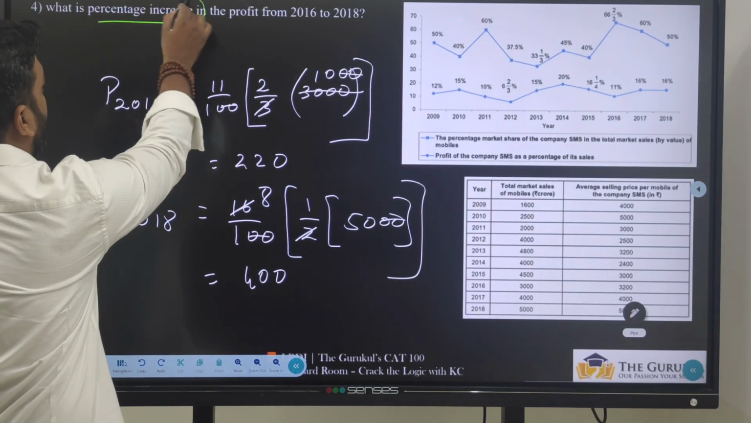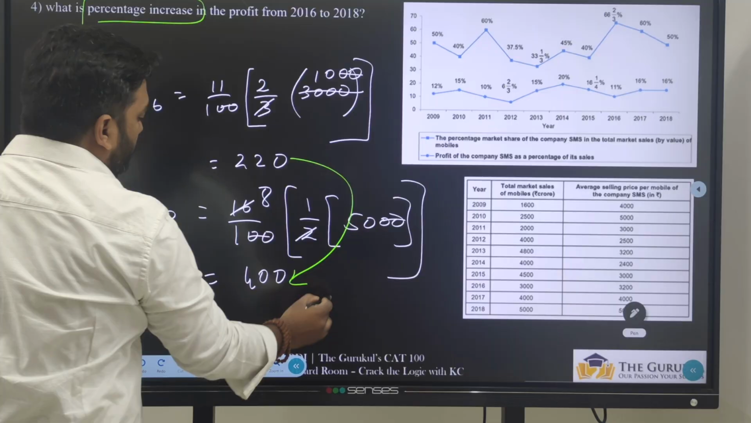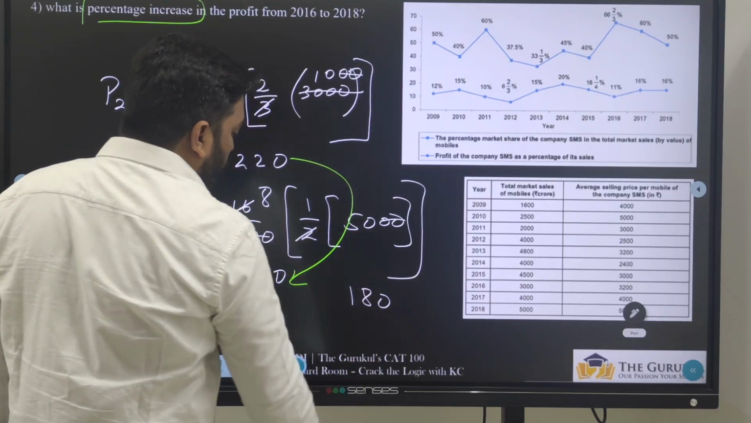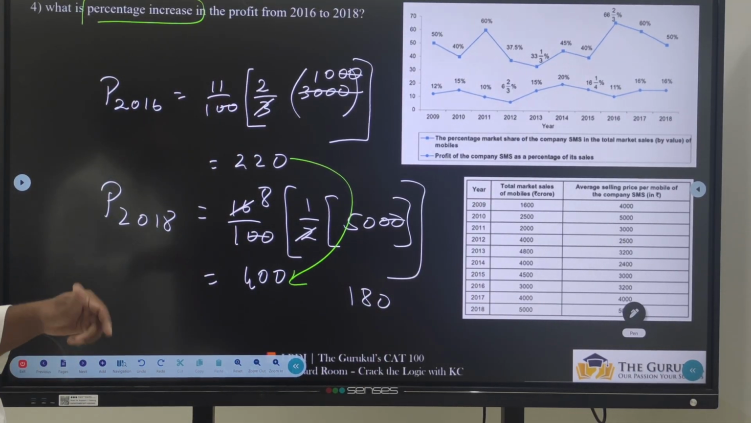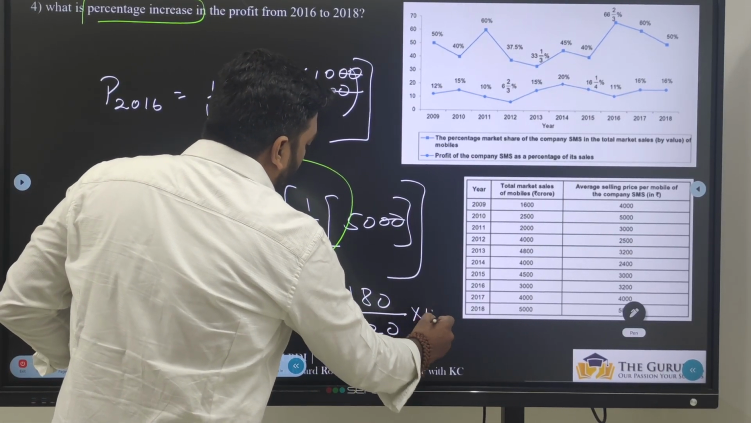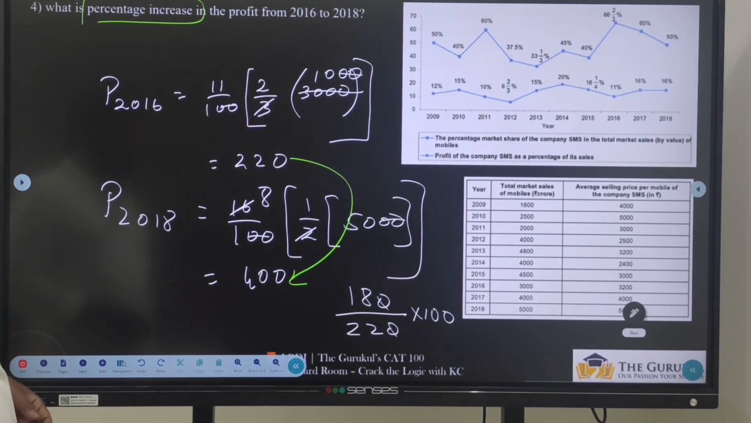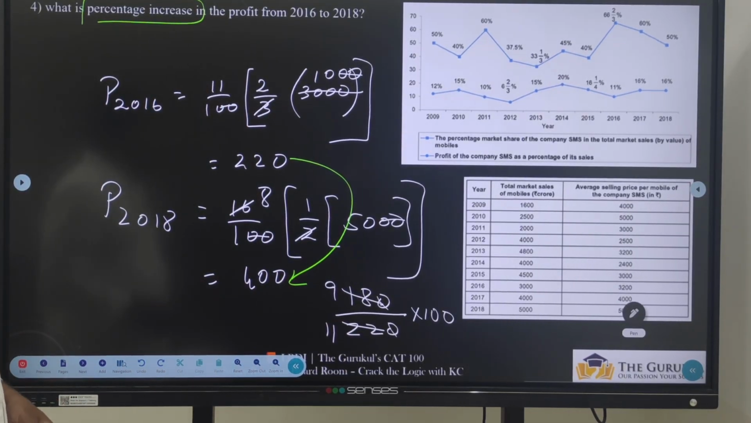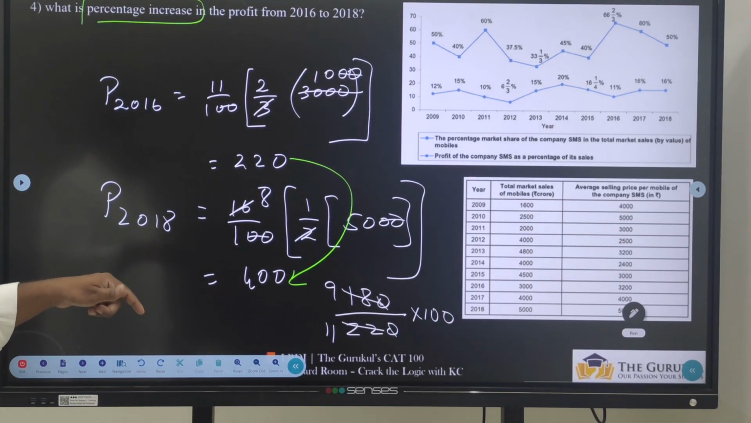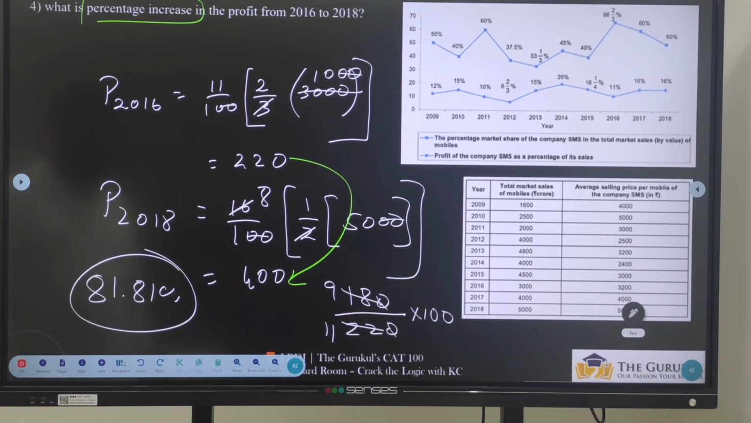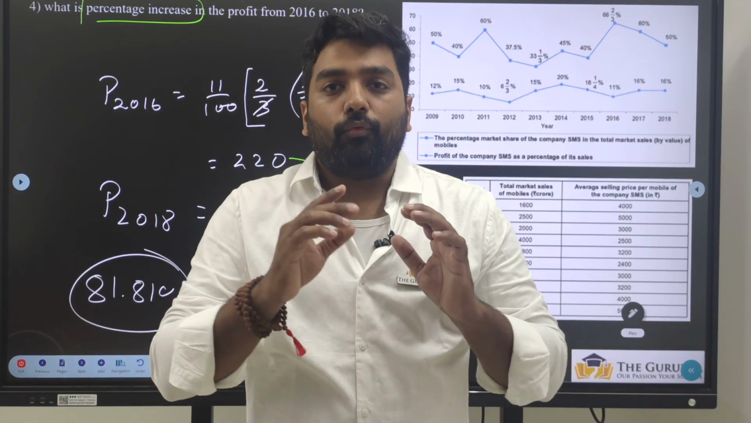They are asking us for the percentage increase. So from here to here, how much percentage increase happened? There is an increase of 180 units, and that 180 units is happening on what value? On the initial value 220. We want percentage, multiplied with 100. So this will be 9 by 11. 1 by 11 is 9.09. 9 by 11 will be 9 9s 81. 81.81%. Clear?